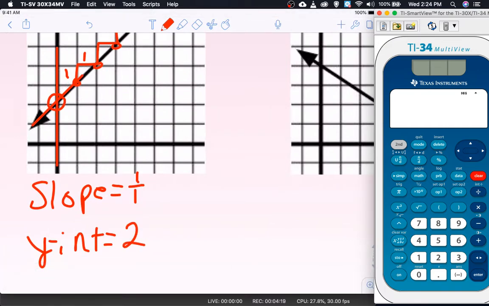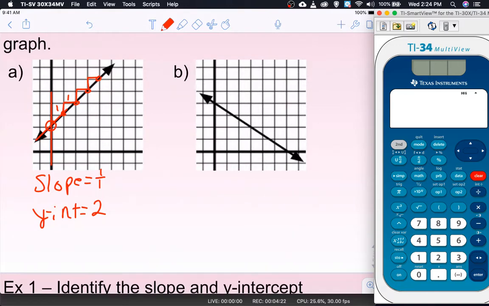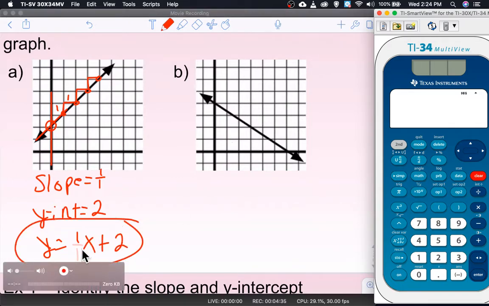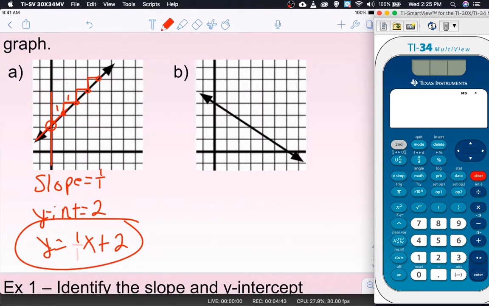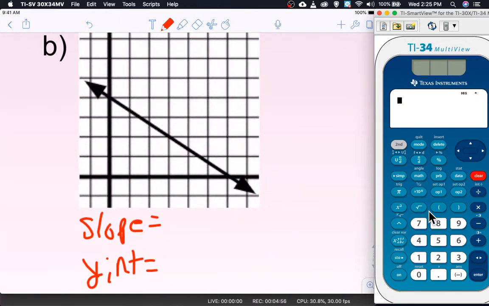Believe it or not, those are the only two pieces you need to write the equation of this line. It would be technically y equals 1/1 x plus 2. You don't really need the over 1 from our slope. Most people just put y equals 1x or even just plain old x. But for now, I'm going to leave it. But that's it. That's the whole next part of this lesson. So for the next few problems, we're just going to stick to the slope and the y-intercept, just to save a little bit of time.